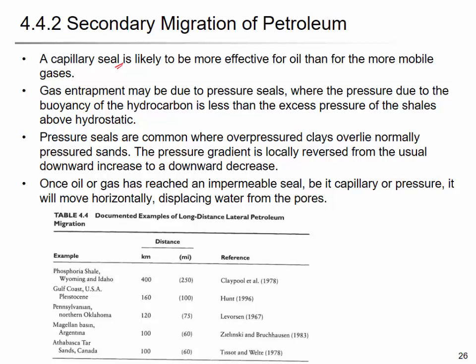And once oil or gas has reached an impermeable seal, be it capillary or pressure, it will move horizontally, displacing water from the pores. So once they reach this capillary seal, they cannot intrude vertically, so they will spread laterally. This lateral displacement can be up to 400 kilometers, from about 100 kilometers. It's on the order of 100 kilometers.